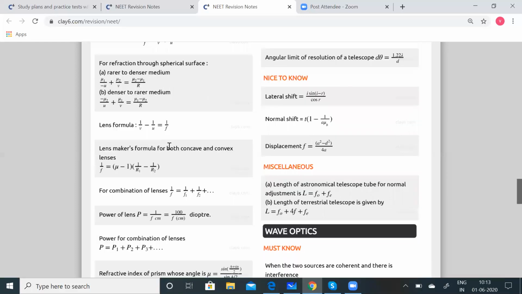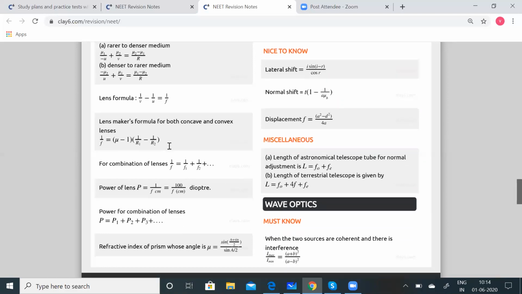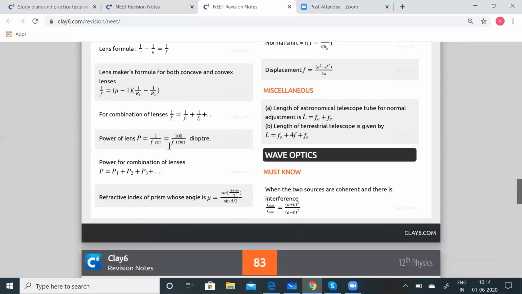And these are some of the things which you can know. Lateral shift is given by t sine of (i minus r) by cos r. And normal shift is equal to t times (1 minus 1 by aμb), where t is the thickness, and aμb is the refractive index of B with respect to A, and then A with respect to B. Displacement f is equal to a squared minus d squared by 4. So these are the important formulae you'll have to know.